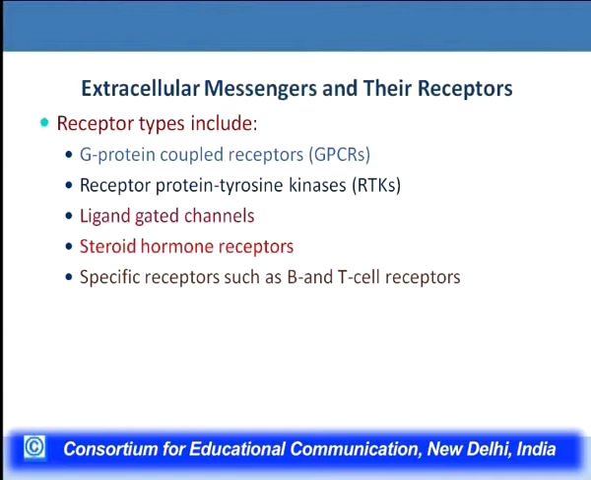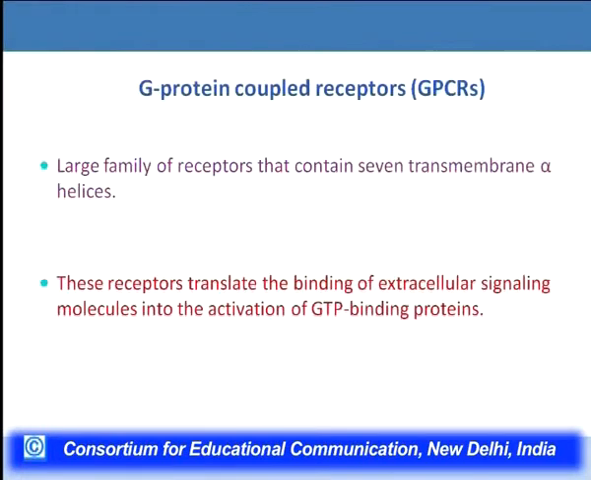So there have to be different types of receptors, and these include G protein coupled receptors, of which I am going to be talking about in detail today. And there are receptor protein tyrosine kinases, ligand gated channels, steroid hormone receptors, and other specific receptors such as B and T cell receptors. So coming to G protein coupled receptors, as the name suggests, these are the receptors which are coupled to G protein.